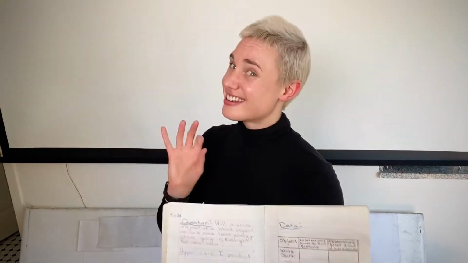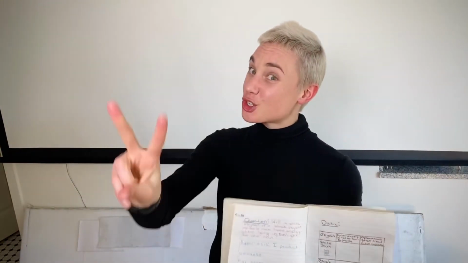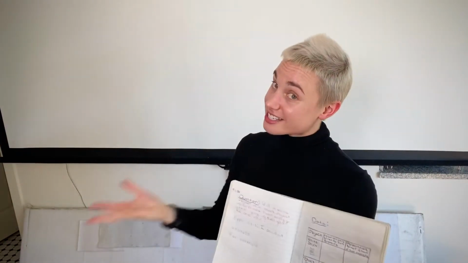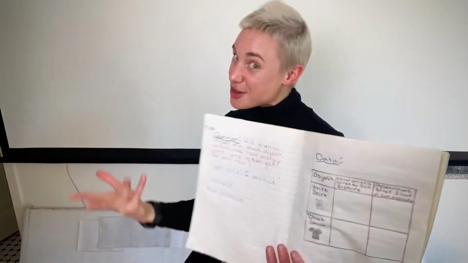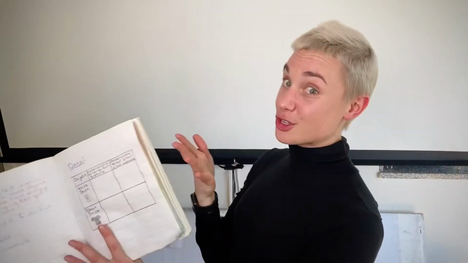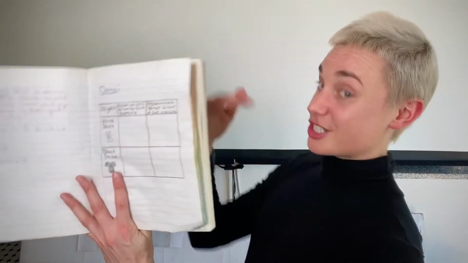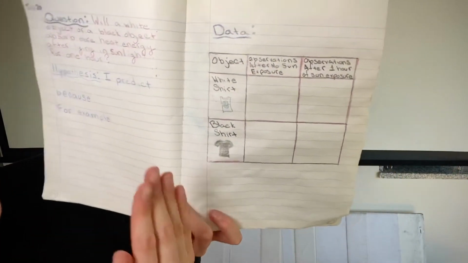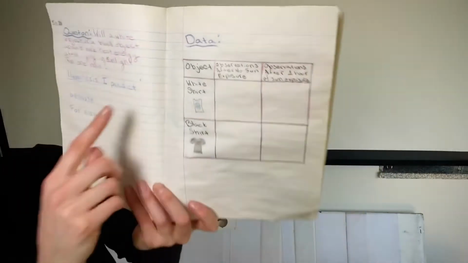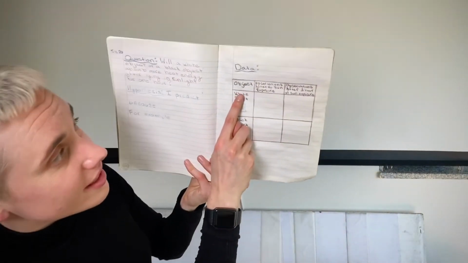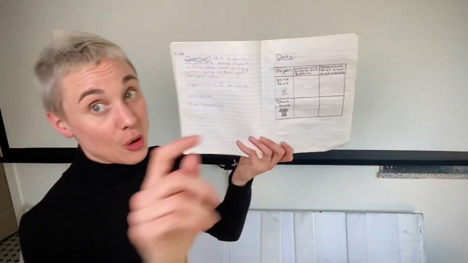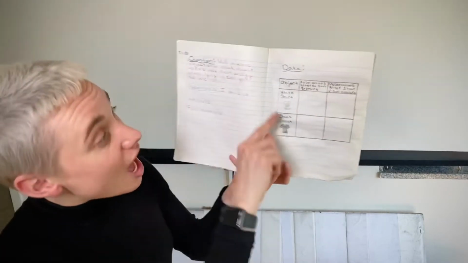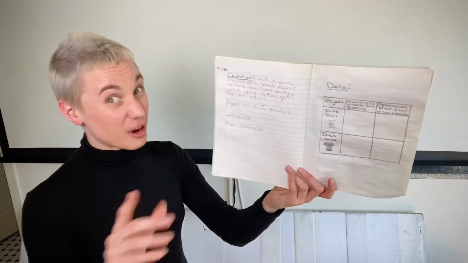Okay, so now that you have selected your two or more objects that you will be testing, at least one black and one white and one of extra colors, if you wish, you can set up this data table, or if you're choosing to do this on the Google Doc, you do not need to. But this is how I made my chart. In my science notebook, I wrote data, then I have 3 columns, 3 rows. I wrote my headings: object, observations after no sun exposure, and observations after 1 hour of sun exposure.